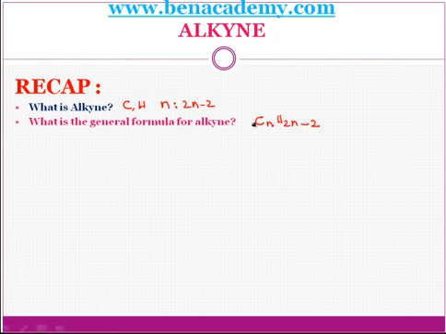What is the meaning of this formula? n is the number of carbons. Therefore, an alkyne is a hydrocarbon in which the number of hydrogens is 2 less than twice the number of carbon atoms. That is the definition of alkyne.